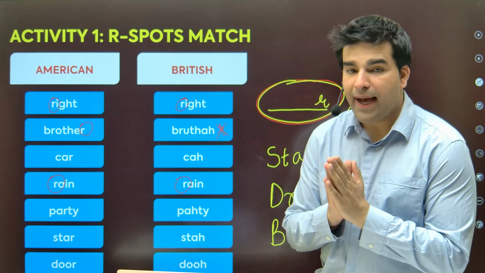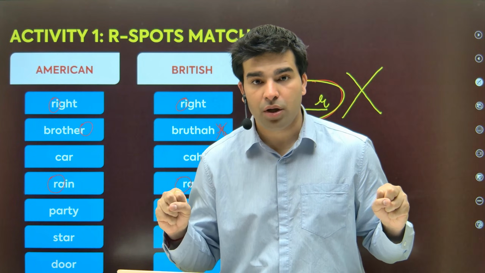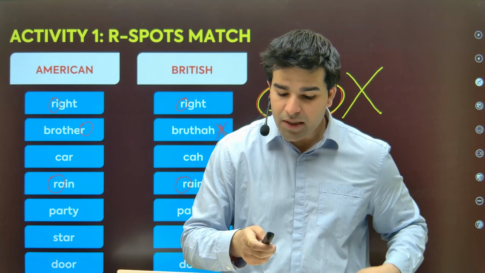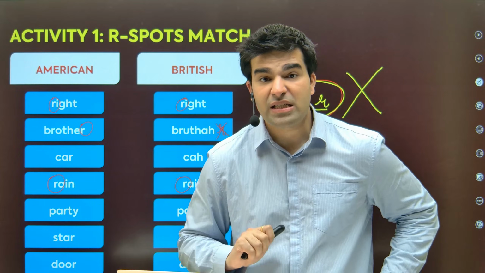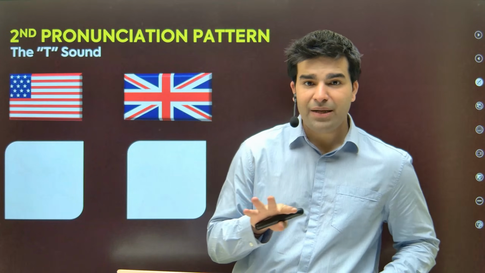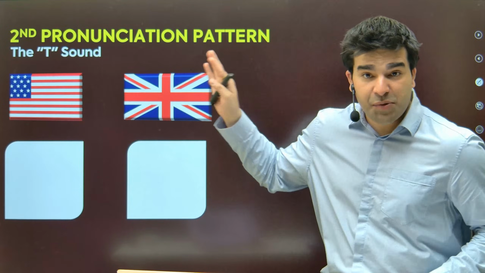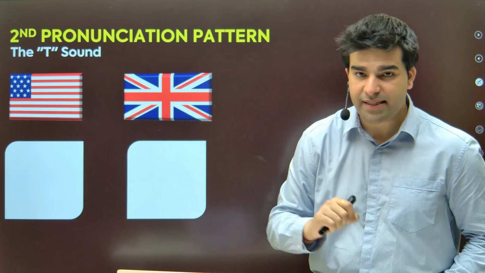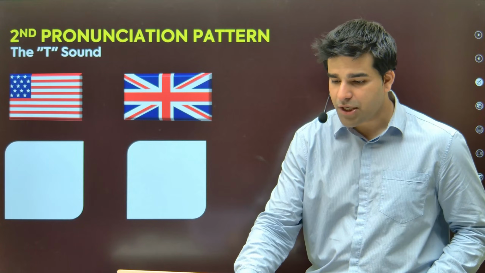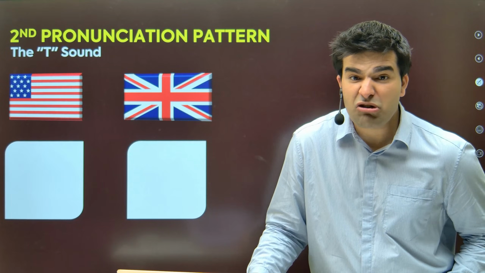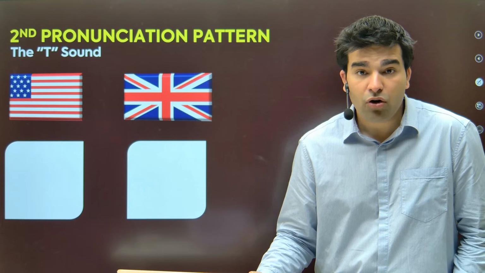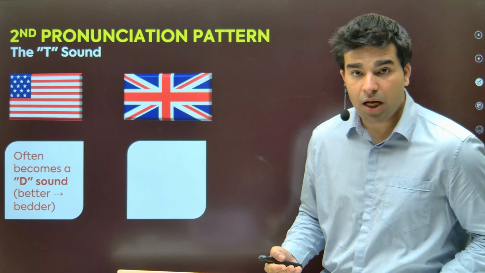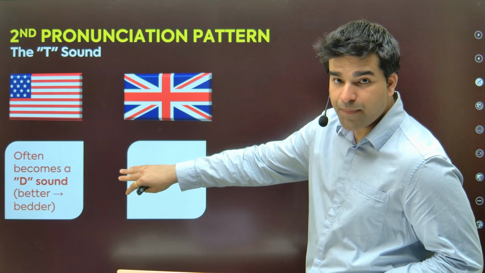Lovely. Now, this was the first rule. We're now going to be looking at the second rule. Are you guys ready? The second pronunciation pattern: the first one was the R sound, and the second one is the T sound. In American English, there is a T, but more often than not, the T becomes D. I repeat, T becomes D.